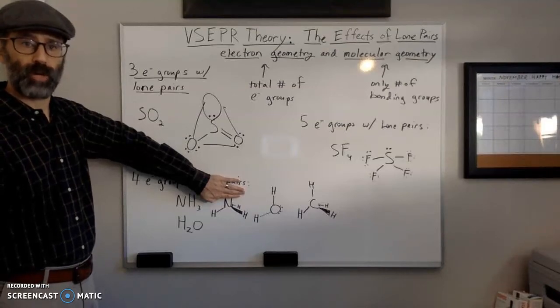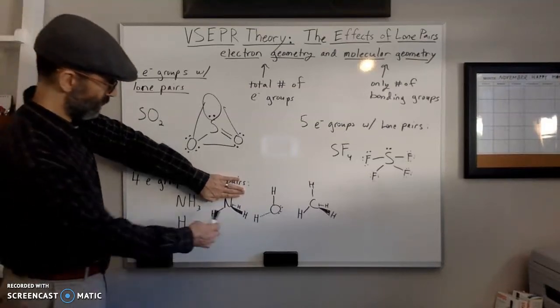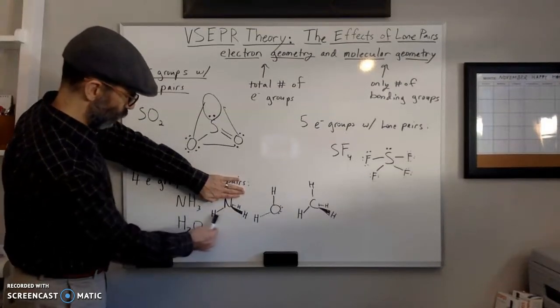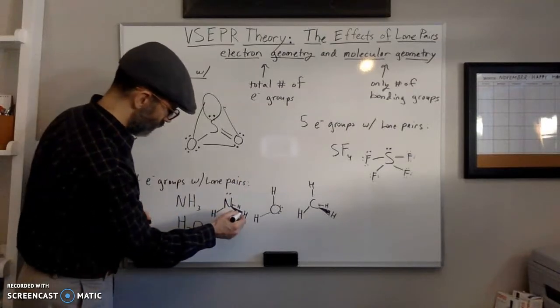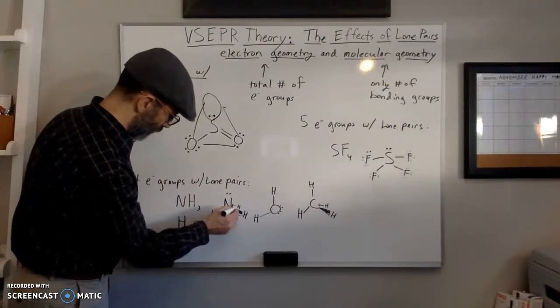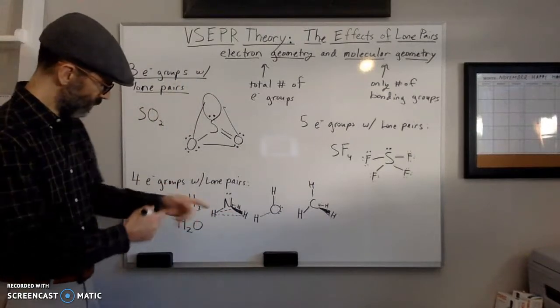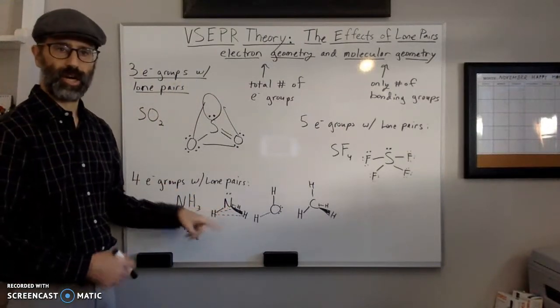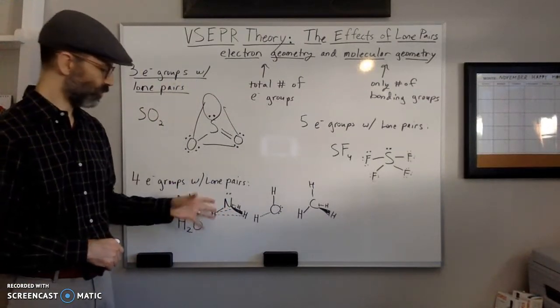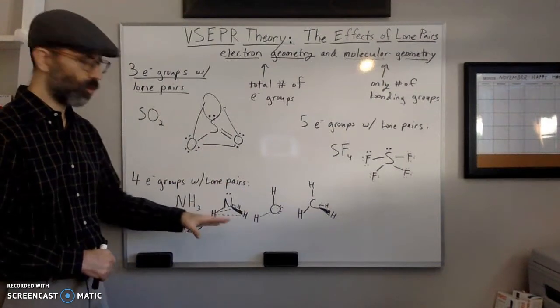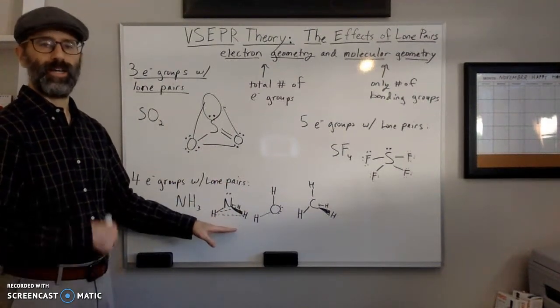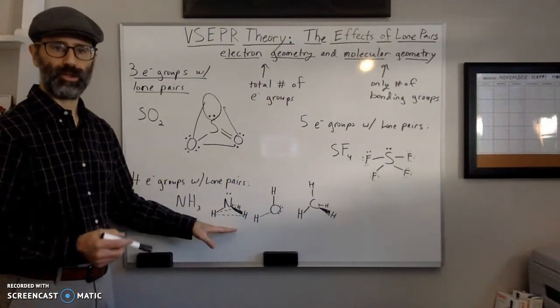So trigonal pyramidal is what it's called, because you can see a triangular base between these. So you have a triangular base, right? And then the nitrogen here is the top of the pyramid. So the molecular shape here is trigonal pyramidal, or the molecular geometry.